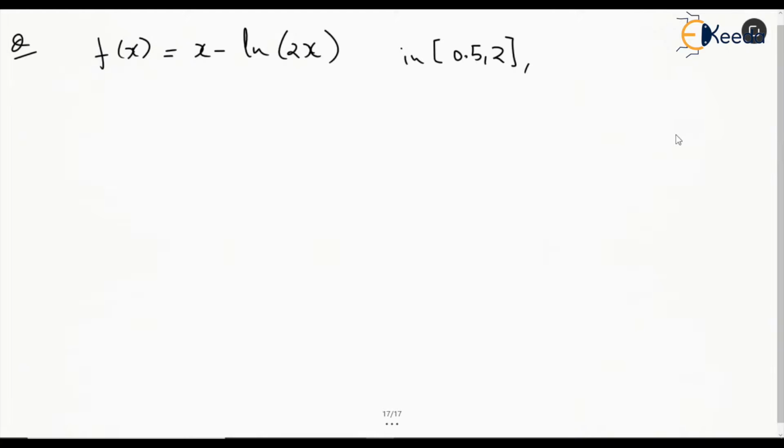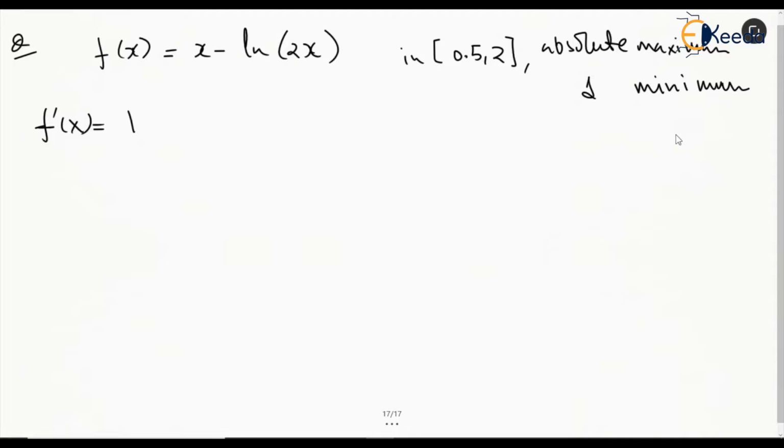We need to find the absolute maximum and absolute minimum. So of course we'll have to check at the endpoints, where the derivative is 0, and where the derivative is not defined. So let's see what is f dash of x here.